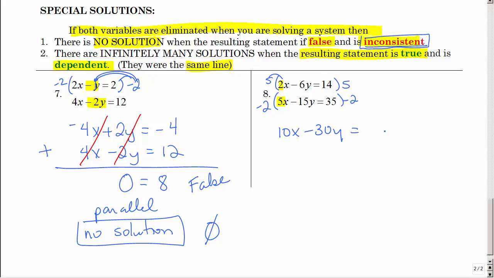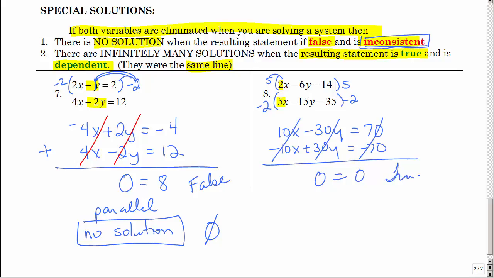Let's see, 5 times 14 is 20, carry your 2. And when I start adding that together, I get 0 equals 0. Well, that certainly is true. That means that these were the same line, and so you could put dependent. That would be an okay answer. You could put the same line. You could put infinitely many solutions, or I think we've been putting all points on the line.